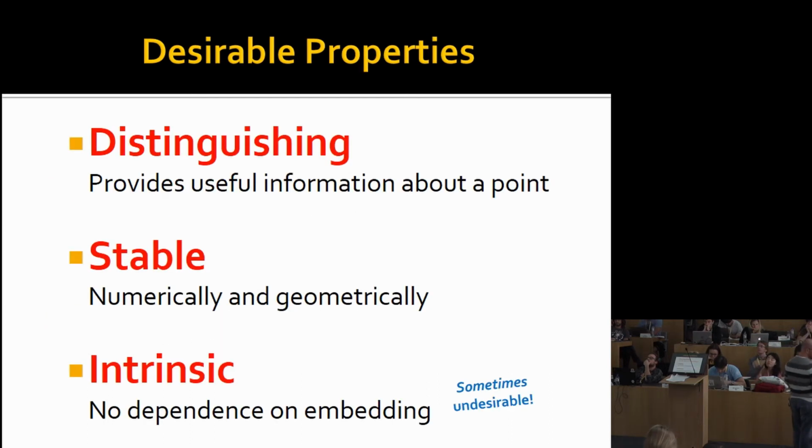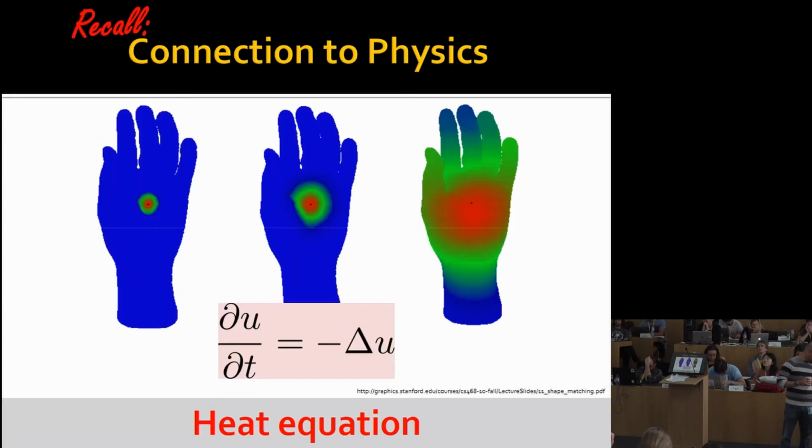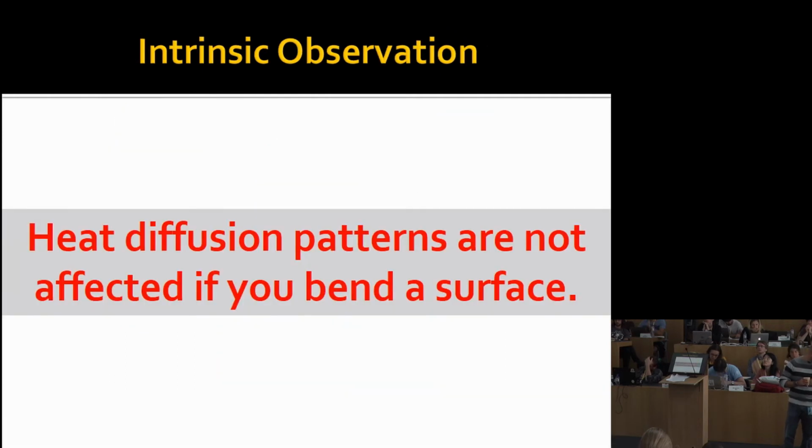And so for that second task, of course, you want to distinguish the points from each other when you have features. Like the feature 0 wouldn't be terribly useful. But at the same time, you want to be stable to certain deformations and maybe intrinsic if you care about that sort of thing. So remember we had this nice connection to physics. One kind of interesting intrinsic observation is that the patterns by which heat diffuses along a surface actually don't change if you bend it without stretching.